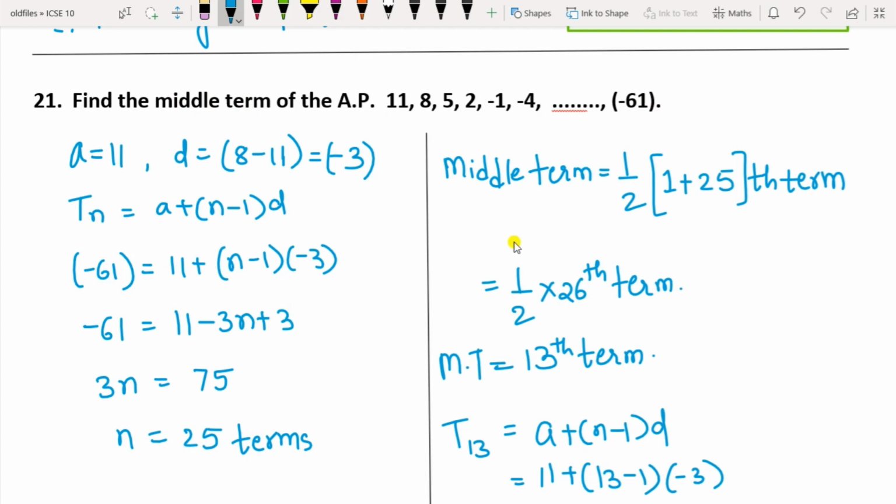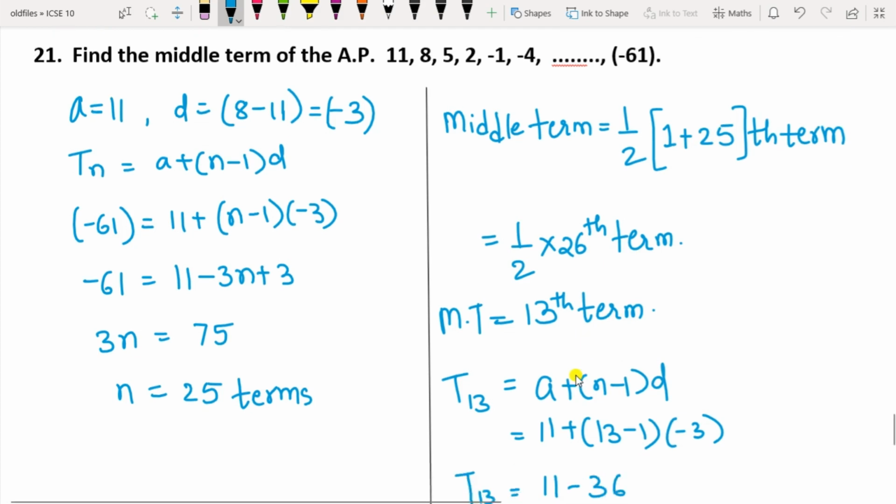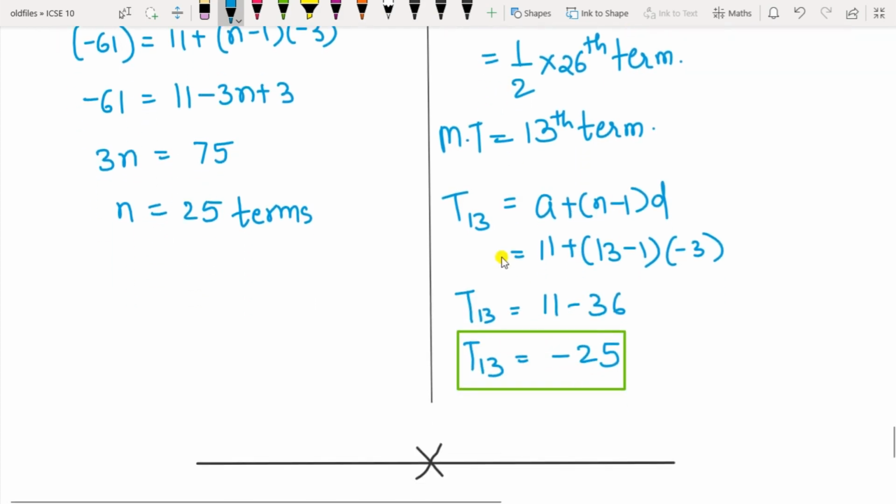Now here you have to find the middle term. So the middle term formula is half. For the first and the 25th term, you have to add these two terms. If you add this, it will be the 26th term. Half of the 26th term, that is the 13th term. So the middle term is the 13th term in this case. So T13 you have to find. A plus (n minus 1)D, that is 11 plus (13 minus 1) times D, where D is minus 3, and that gives the 13th term value as minus 25.